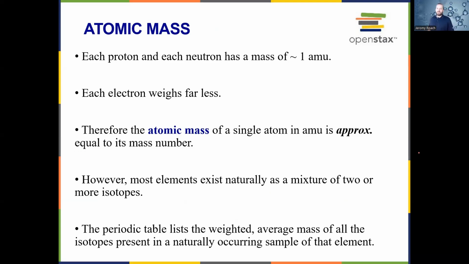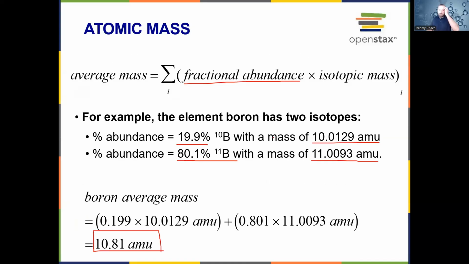So again, each proton and each neutron has a mass of roughly 1 AMU, if we are to approximate that. And the electrons, they weigh far less than protons and neutrons. I believe I talked about this already, about how elements have a mixture of two or more isotopes, but let's go over an actual numerical example now.